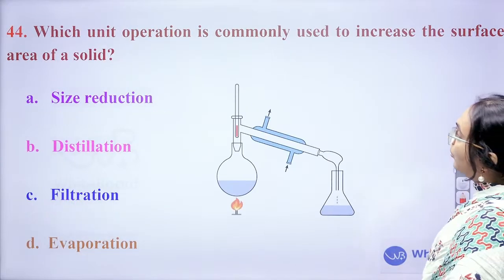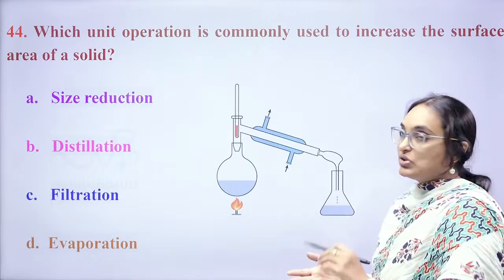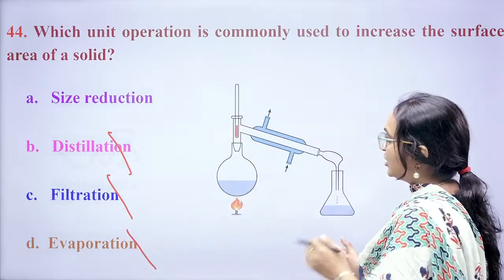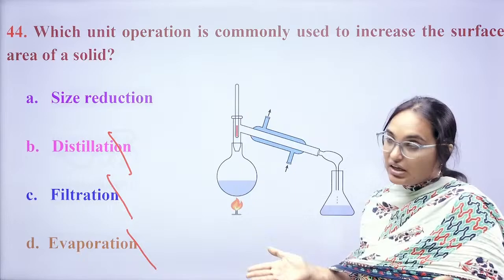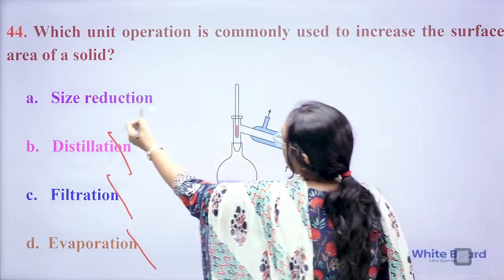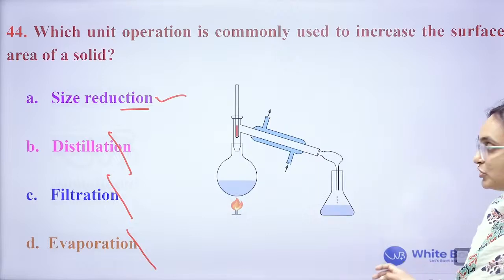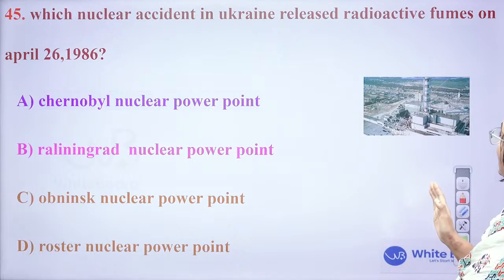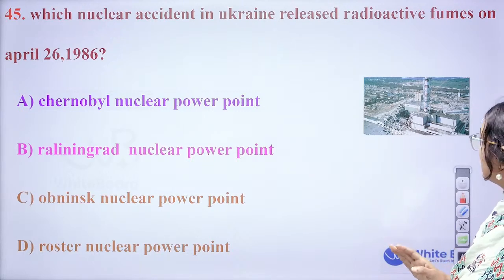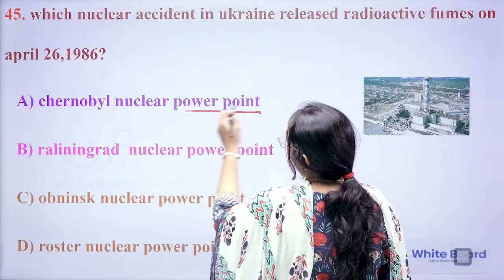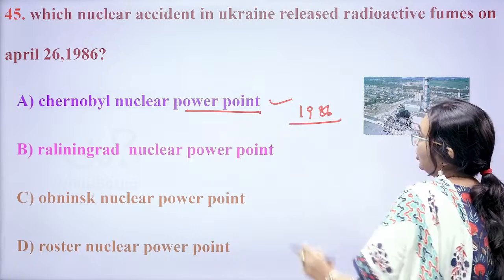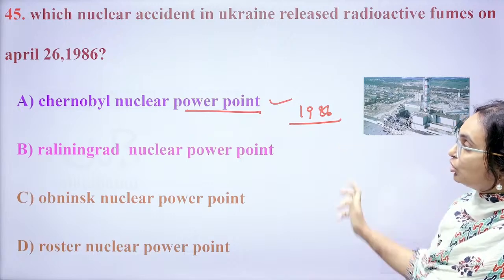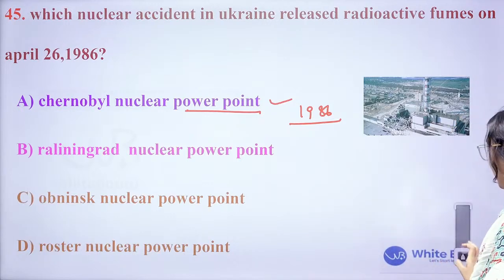44th, which unit operation is commonly used to increase the surface area of a solid? Distillation, filtration, no, not at all. Evaporation, no. Size reduction is what? When you reduce its size, its surface area increases. So, surface area of a solid is increased by size reduction. 44 option is A. Next, which nuclear accident in Ukraine released radioactive fumes on April 26, 1986? It is Chernobyl nuclear power plant. In 1986, a highly radioactive accident occurred, which has taken so many lives. Okay, it is Chernobyl nuclear power plant disaster. 45 is A.